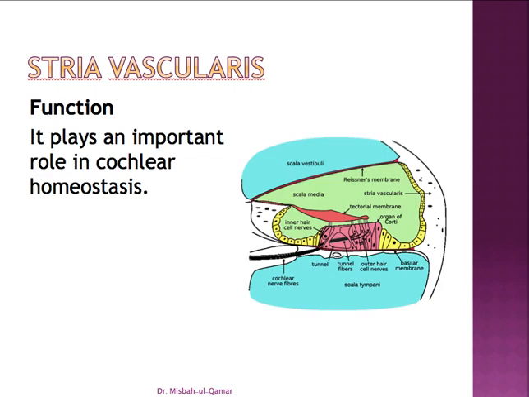How does it do it? Basically, it maintains the homeostasis of the cochlea by generating the endocochlear potential, because it maintains a unique ion composition of the endolymph which is present in the scala media.